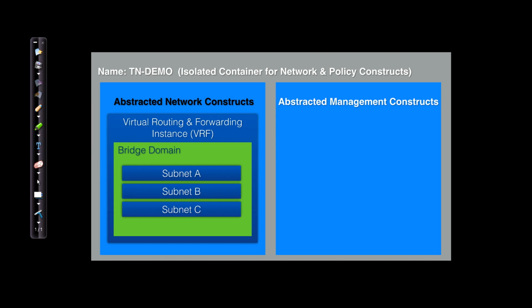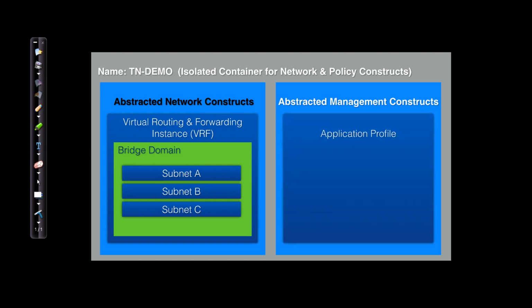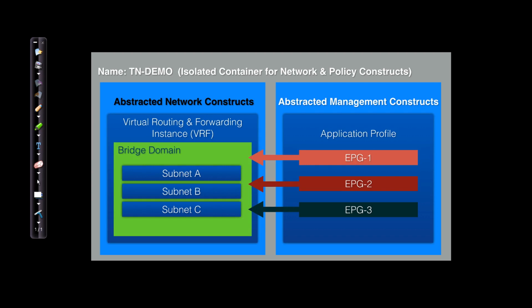tenants are deployed. Now, on the abstracted management construct side of the tenant, this is where we deploy our application profile. And we know that with the application profile, I'm going to be able to create one or more endpoint groups. During the creation of those endpoint groups, I will be tasked to associate each endpoint group with one bridge domain. So as you can see, in this instance, I'm going to take EPG 1, 2, and 3, and associate them to the same bridge domain since I only built one in my walkthrough lab.